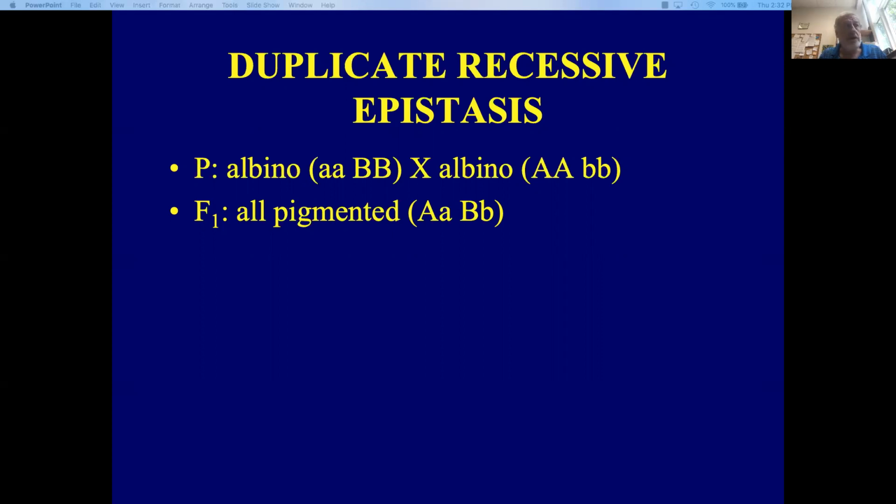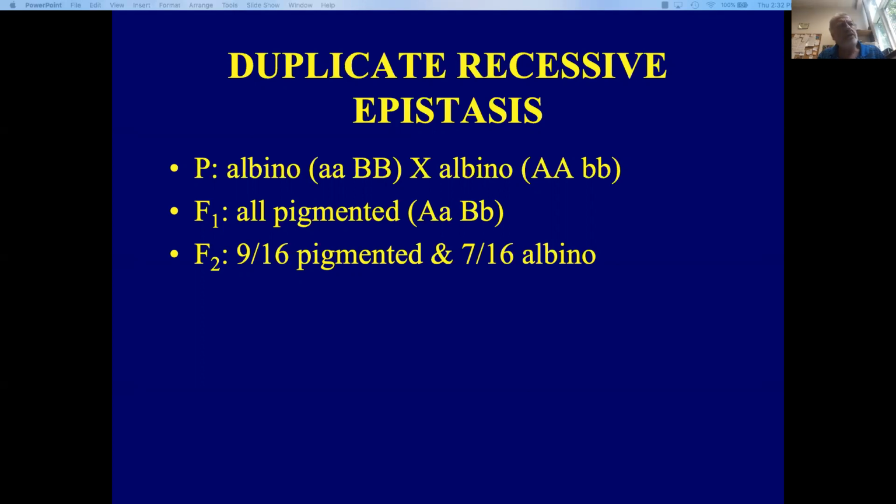But then if we cross these F1s, we see that 9/16 of the offspring are pigmented or brown, wild-type snails, and 7/16, just less than half, are albino snails. So what's going on here is we need a big A and a big B allele to make the pigment, and therefore the snail is brown, and the other 2 alleles, the other A, the other B, don't matter.